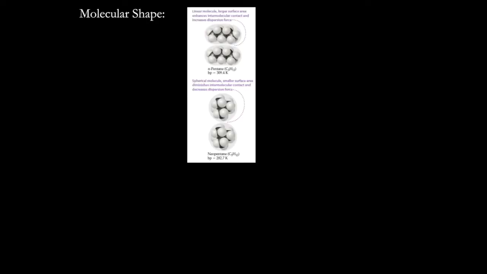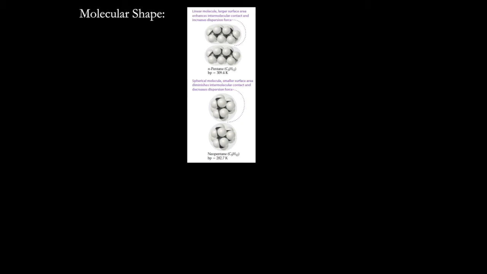The other factor that influences the strength of London dispersion forces is the molecular shape. If you compare n-pentane versus neopentane, notice that n-pentane has a linear structure while the other one is spherical. n-Pentane has a higher boiling point, which means it has a stronger London dispersion force. This is because there's a larger surface area in which those two molecules can interact with one another. So not only the more massive, but also the more surface area a molecule has, the stronger the London dispersion forces. Molecular shape can be hard to determine without drawing it out.